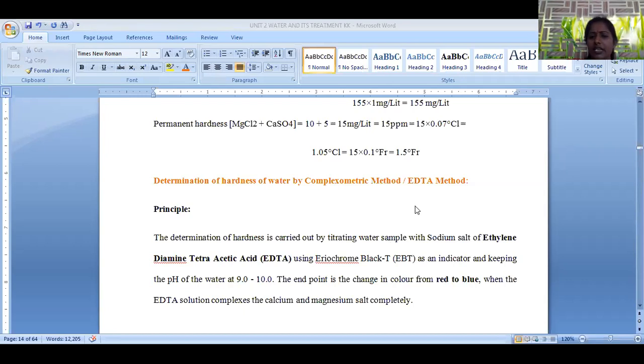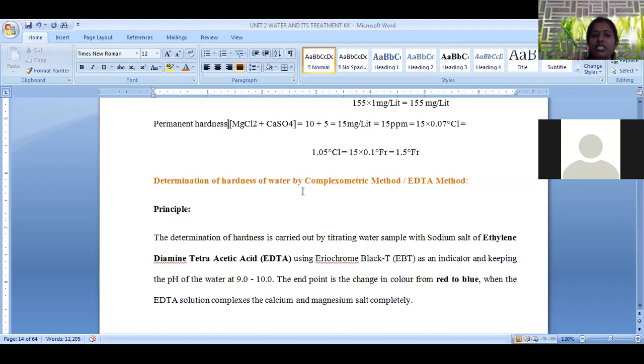In this complexometric titration, we are using substances like the disodium salt of EDTA, ethylene diamine tetraacetic acid, and the indicator used is eriochrome black T, whose color is blue. We have to maintain the reaction condition at 9 to 10 pH by adding a basic buffer solution. The end point color changes from red to blue. So these are the conditions in this complexometric titration. In this complexometry, EDTA is able to form a complex with the hardness causing salts like calcium and magnesium.